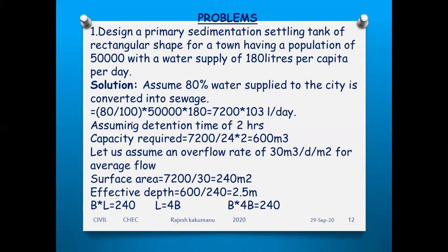Next, problems. Based upon the sedimentation tank design, we will discuss the problems. Design a primary sedimentation settling tank of rectangular shape for a town having a population of 50,000 with a water supply of 180 liters per capita per day. So in a locality we have 50,000 people, and the water supply is 180 liters per capita per day.